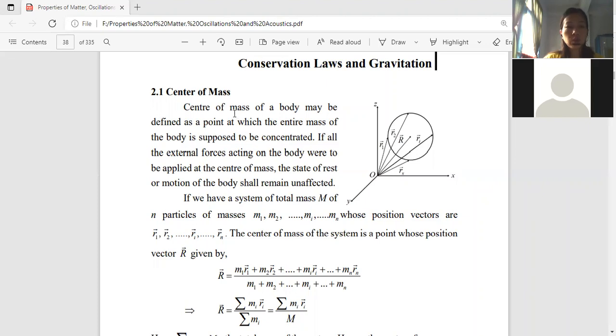What do you understand by center of mass? It is written here: it is the point at which the entire mass of the body is supposed to be concentrated.